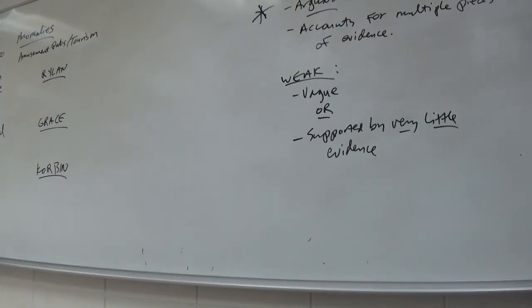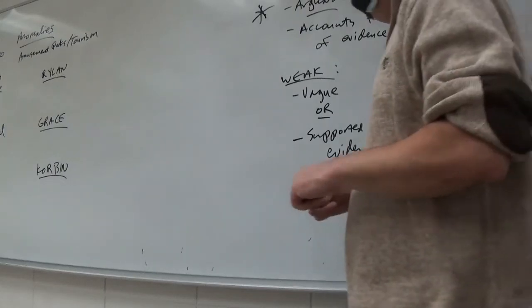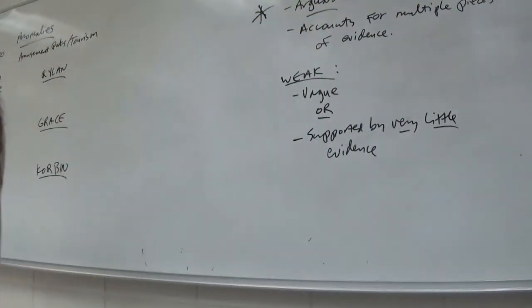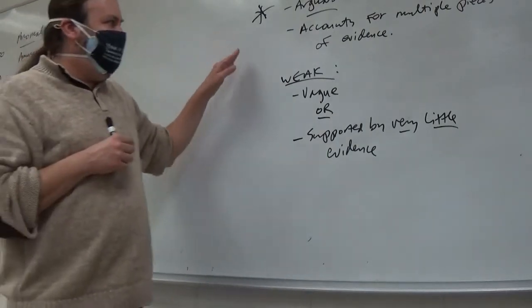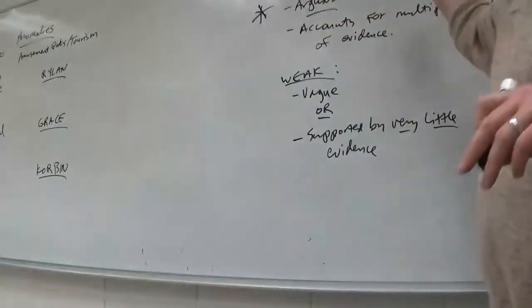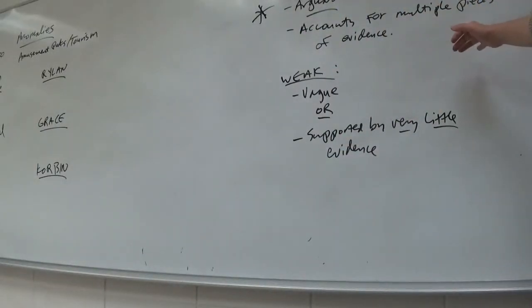How are we doing? Everybody got three? Yeah. Three-ish? Three at the top. Okay, so what I want you all to do now is take another couple of minutes and rank your three from strongest to weakest, right? Think about these criteria here. Is it specific? Is it arguable? How much evidence does it account for, right?